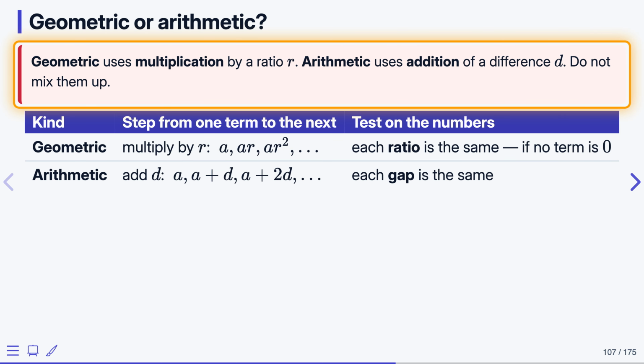One caution before you divide. The term you divide by must not be 0. If a term is 0, as in the sequence 0, 0, 0, the ratio test says nothing and you go back to the definition instead.